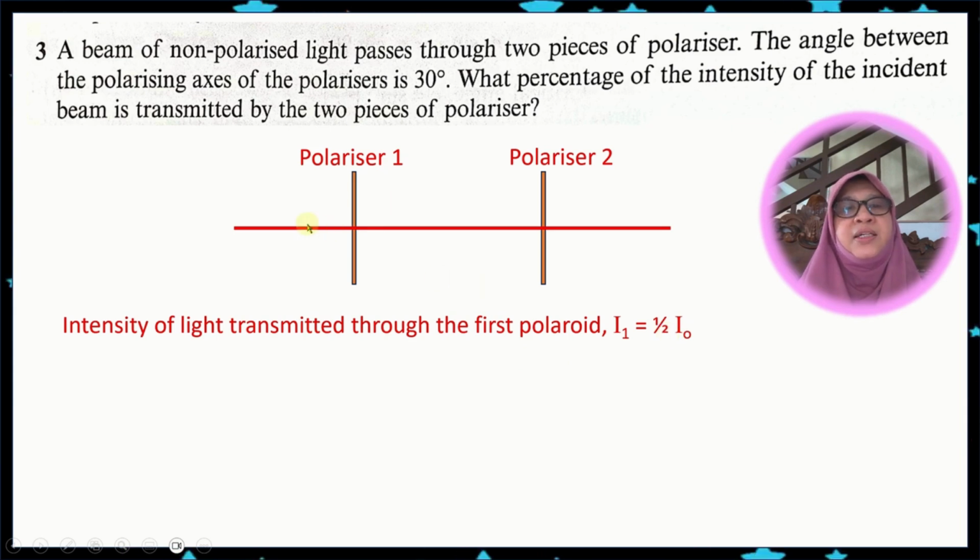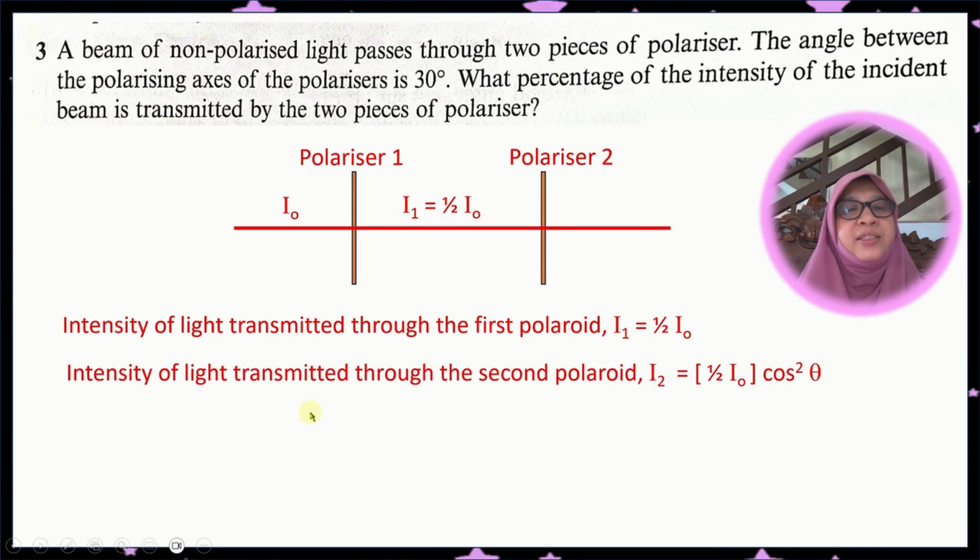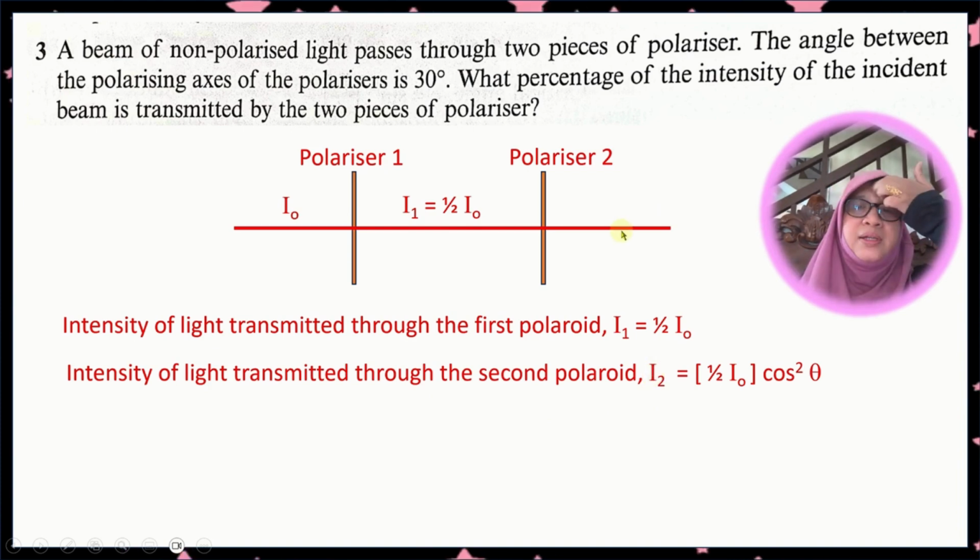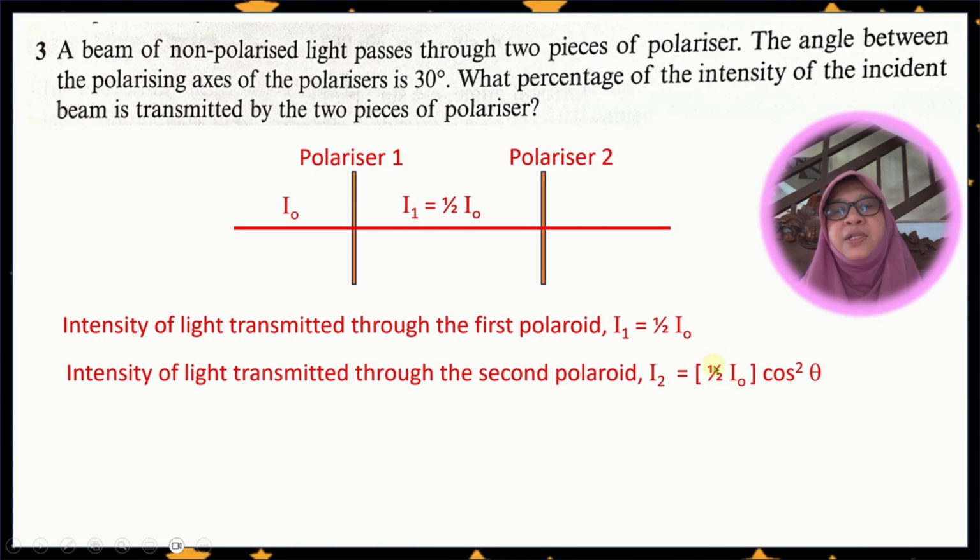So let's say the intensity of the light before passing polarizer 1 is I naught. That means I1, passing polarizer 1, will be half of I naught, like given here in the diagram. For the intensity of the light transmitted through the second polaroid, we use Malus's law. I2, the intensity of light after passing through polarizer 2, equals the intensity before polarizer 2, which is half I naught, times cos squared theta.